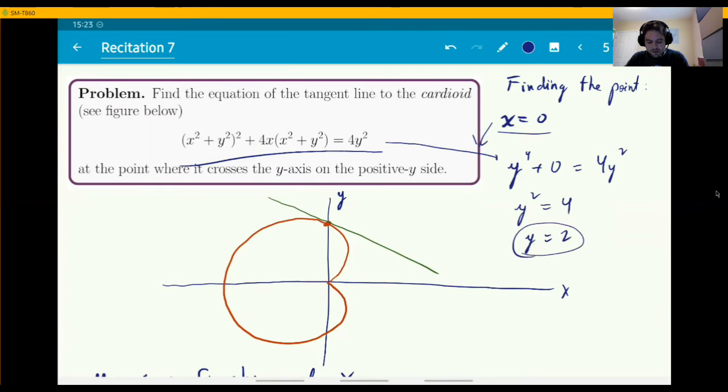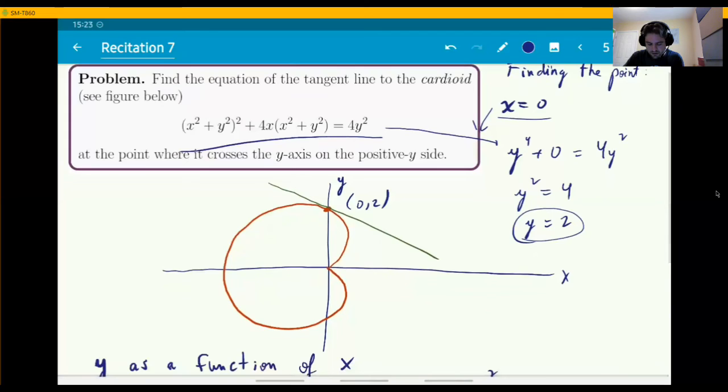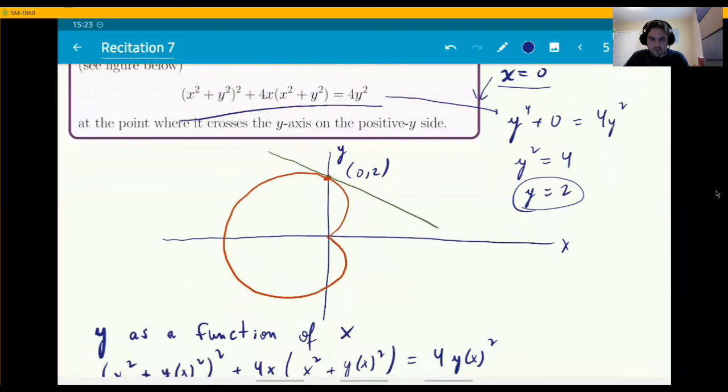We are on the positive y-axis side, so by default it is the plus 2. So we now have the coordinates of the point. This is the point 0, 2. All right, obtaining the point on a curve is always by using the equation of the curve. And now you're good. We do have the coordinates of the point 0, 2.